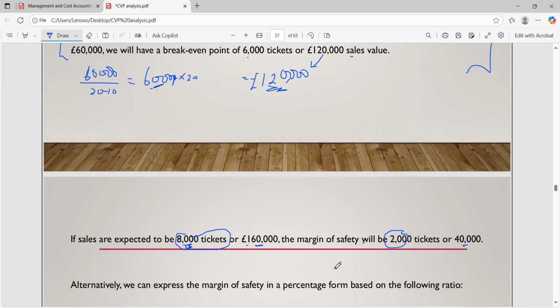But when you're asked to express it in terms of percentage, this 2,000 would be written over the 8,000 multiplied by 100, because it says expected minus break-even over the expected.